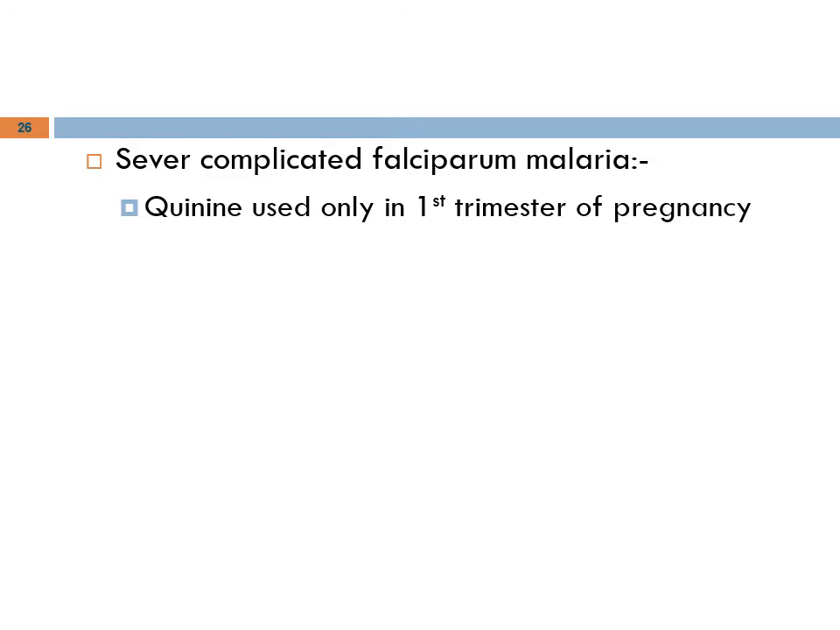falciparum malaria. Quinine has been the drug of choice for this condition for several years, but nowadays artemisinin derivatives are more preferred, and quinine is only used for the first trimester of pregnancy with severe complicated falciparum malaria.